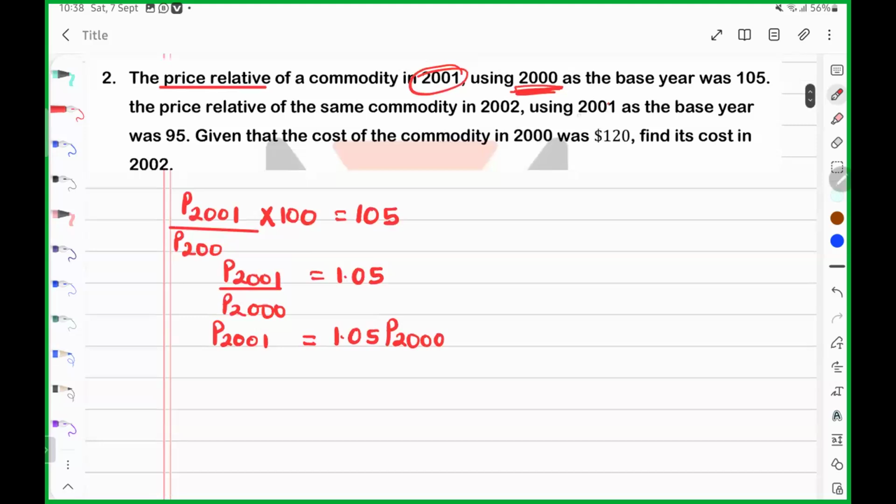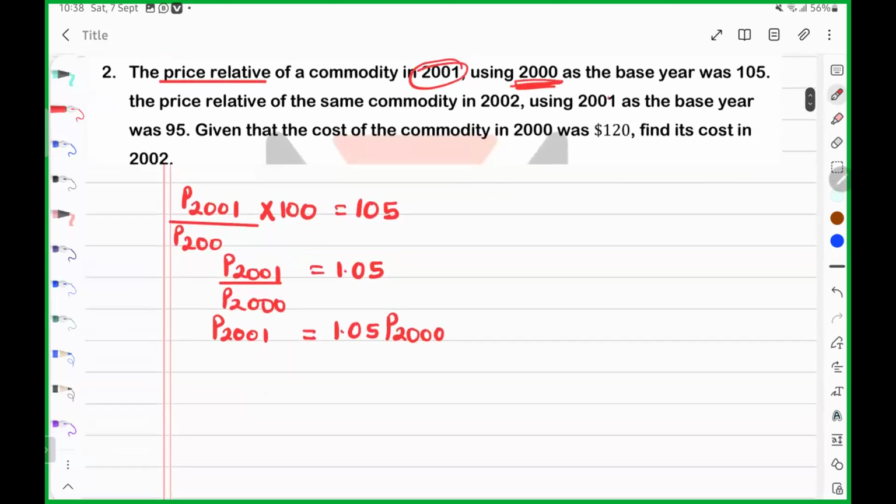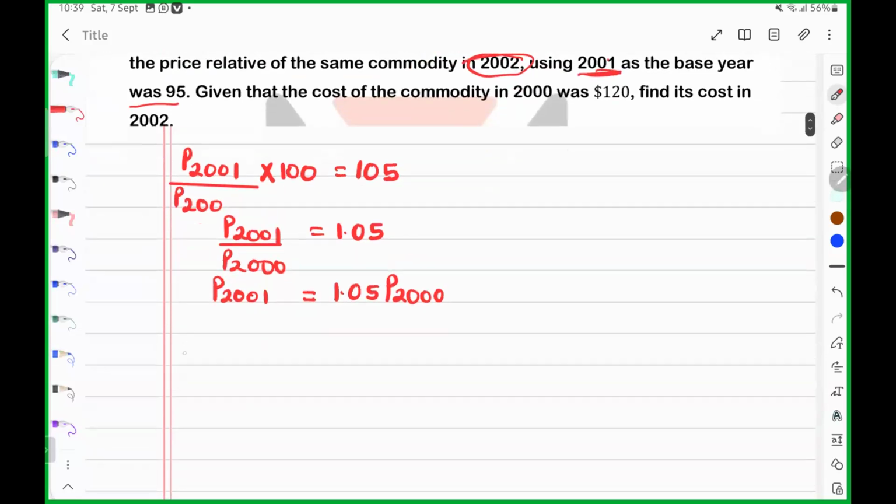Yeah, and we're using 2000 as our base year. Sorry, beg your pardon. The price relative of the commodity in 2001 using 2000 as the base year was 105. Then the price relative of the same commodity in 2002 using 2001 as the base year was 95. So the price of the commodity in 2002, using its price in 2001 as the base year, times 100, that price relative was 95.